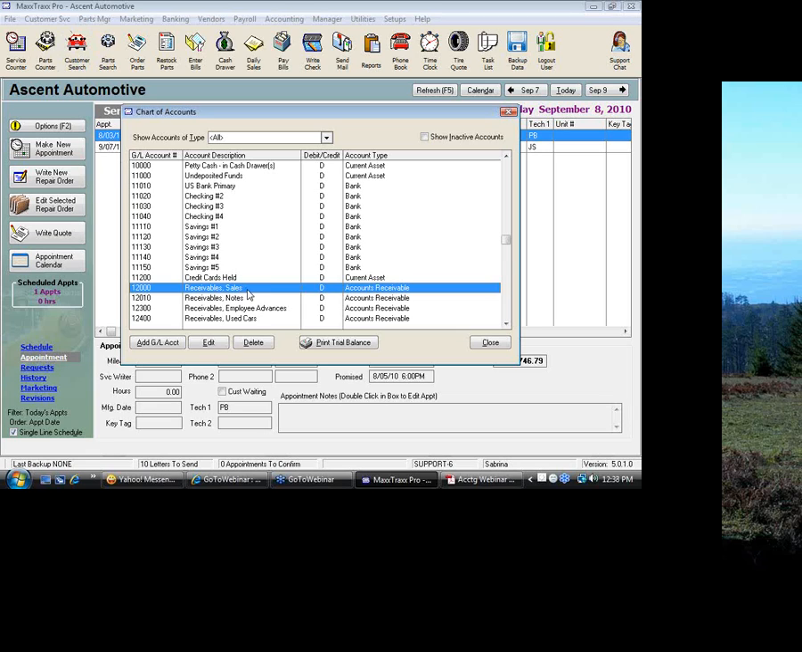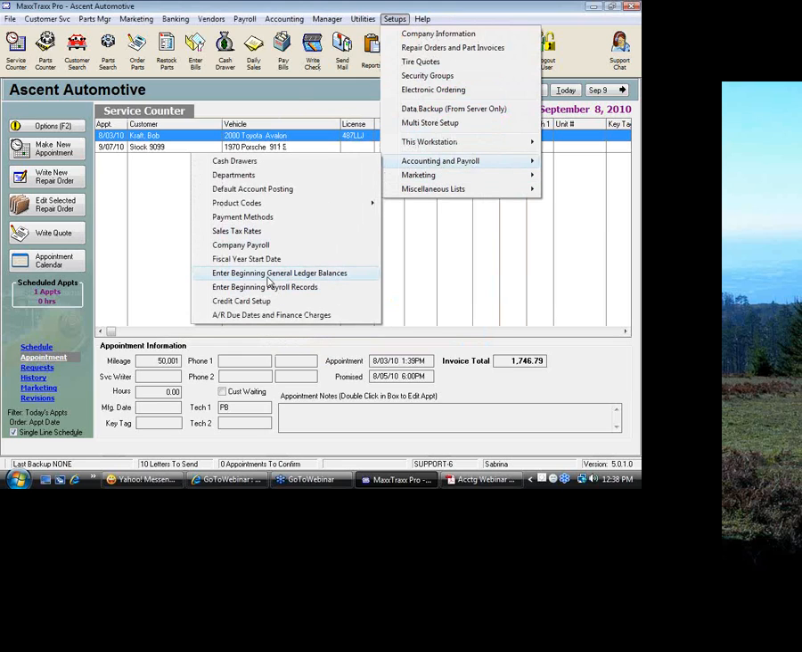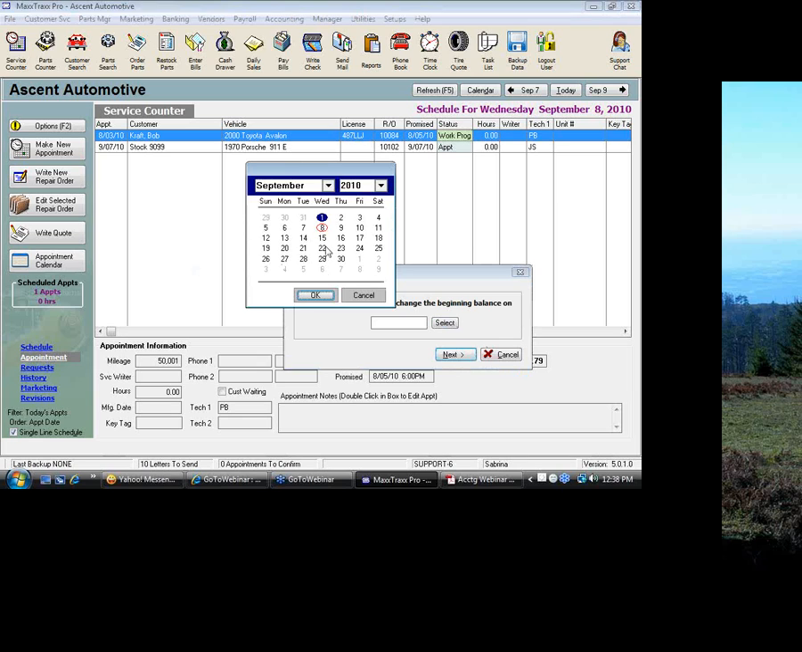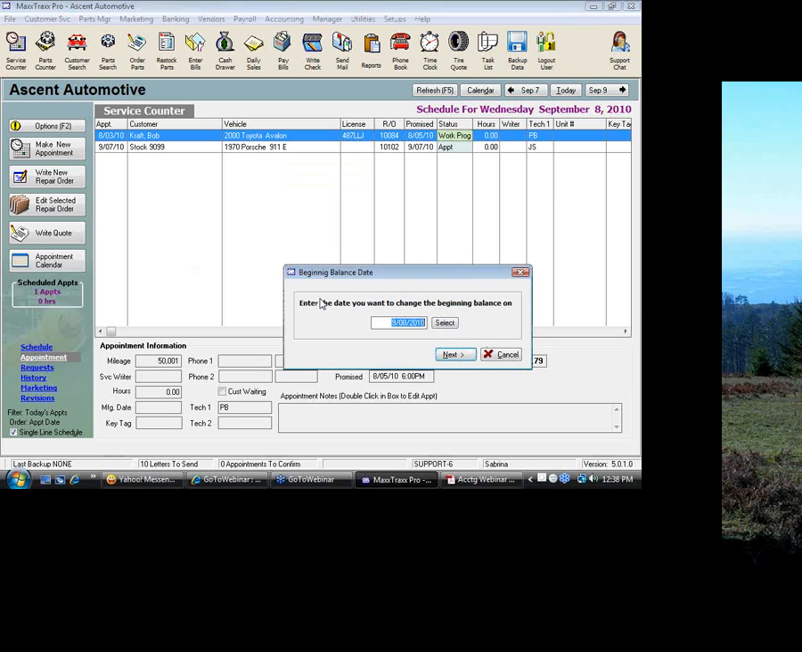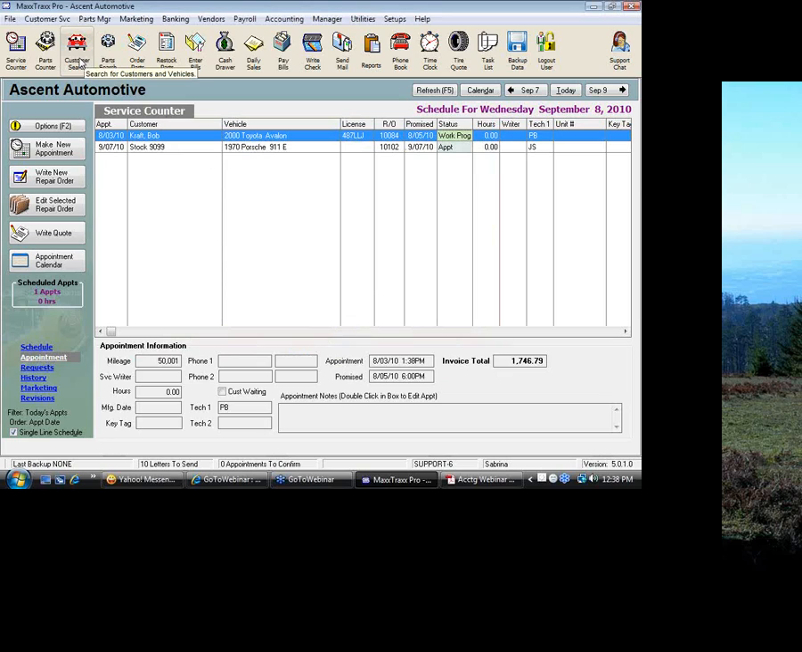Now, when you are starting your system, you actually would not be putting numbers directly in here. In fact, let me show you something. Go under Setups, Accounting and Payroll, Beginning General Ledger Balances, and we'll again make it today's date just to get our list. You'll notice we don't even have the 12,000 receivables account here. We don't even have it to choose from to be able to put in a beginning balance. Why? Because we're kind of forcing you in MaxxTraxx to do it through a customer record.